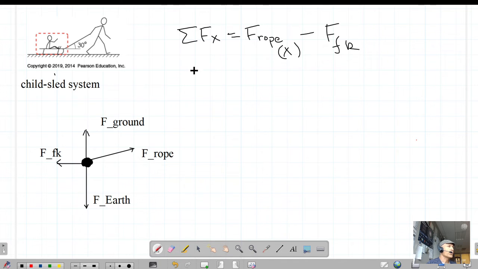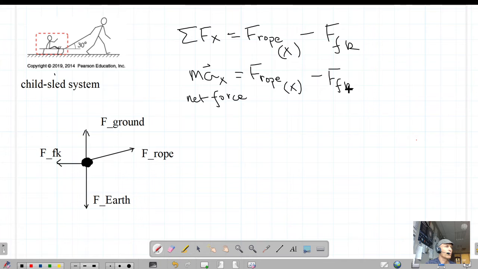I could replace sigma F with ma. I often put an x there to symbolize it's a horizontal acceleration. So then this symbolizes the net force. It's the formula for calculating the net force in the horizontal dimension, and that would equal the force of the rope in the horizontal dimension minus the force of sliding kinetic friction.